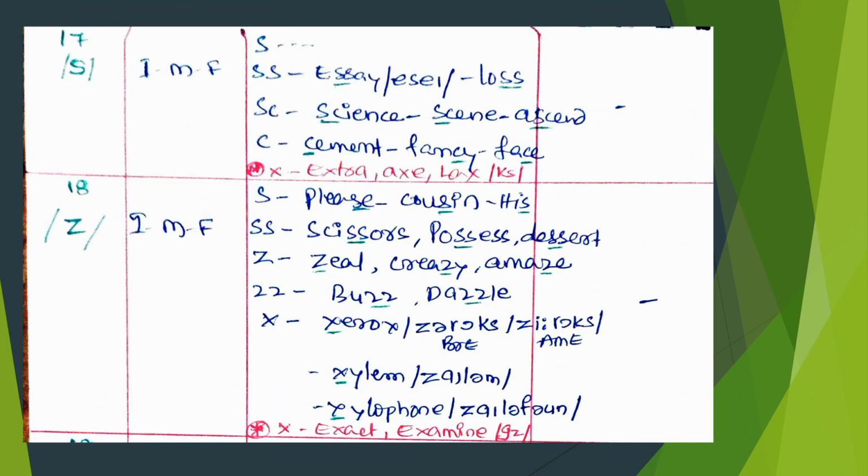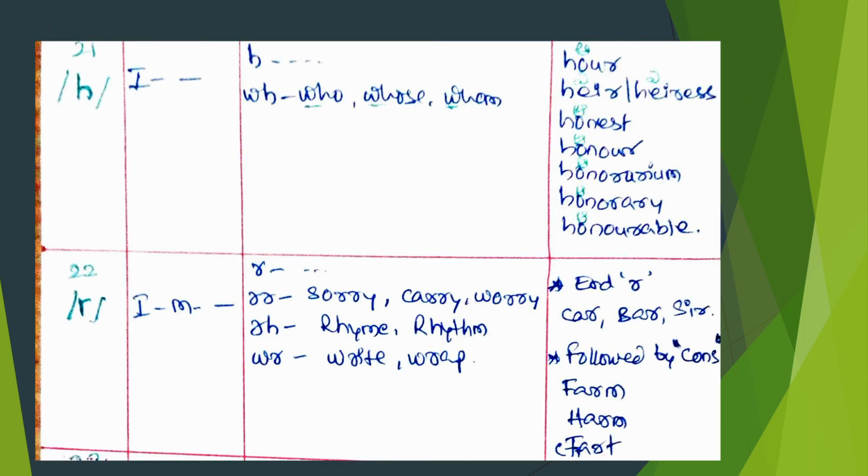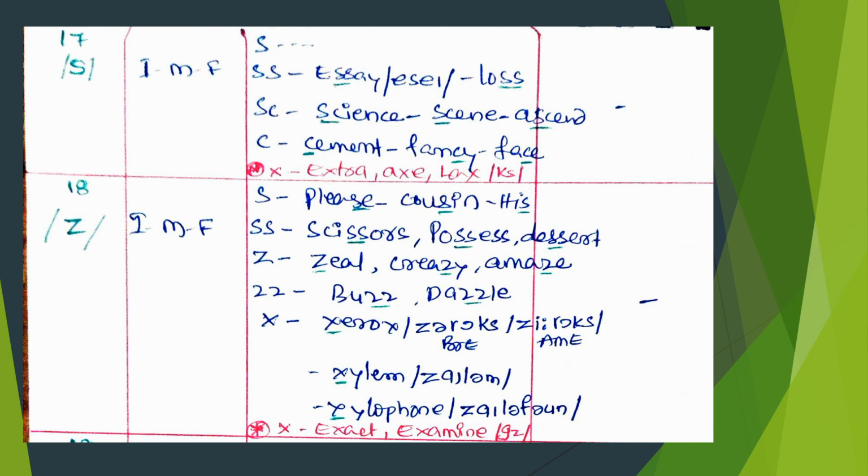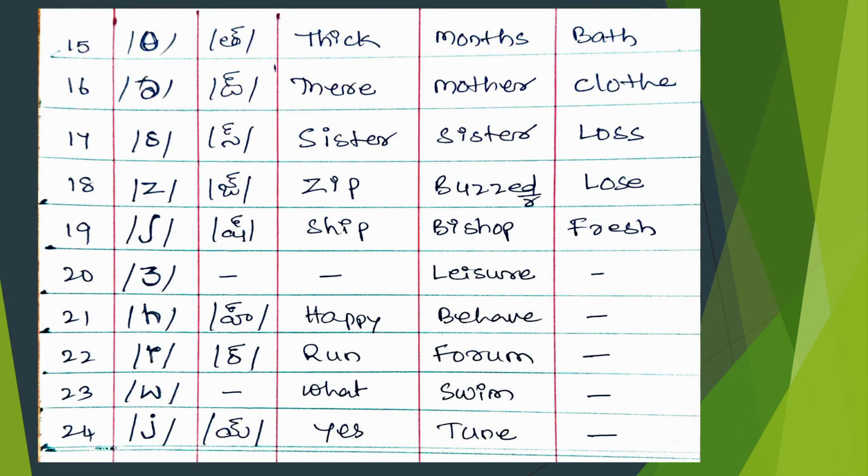Post-alveolar voiced fricative. Yes, this one, ja. Now this sound will not happen initially. Okay, you see, I'll give you the examples. Okay, here it is. So this sound will not happen initially, and it will not happen finally. It will happen only medially.